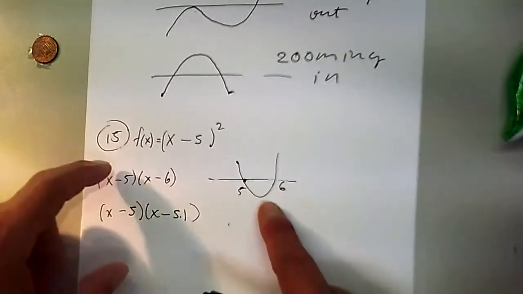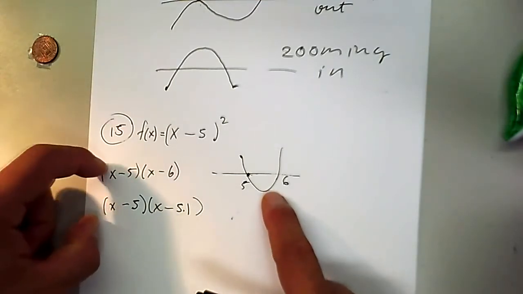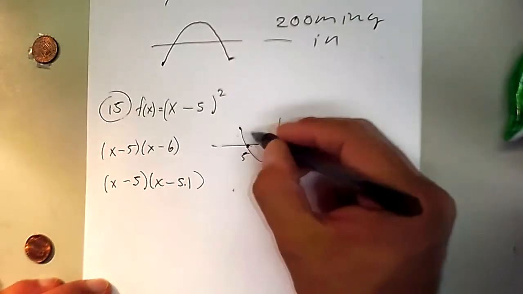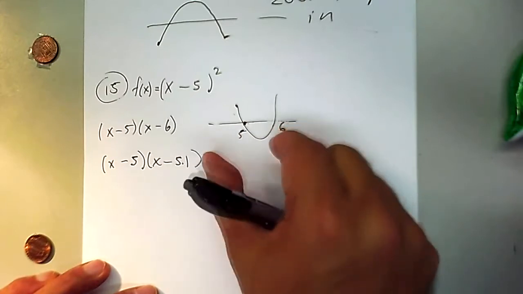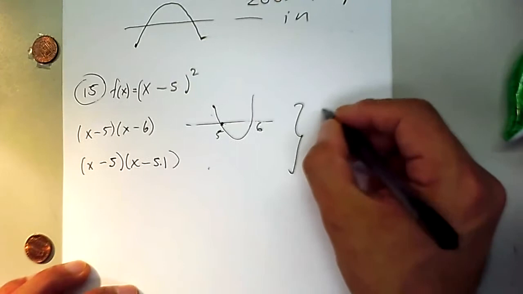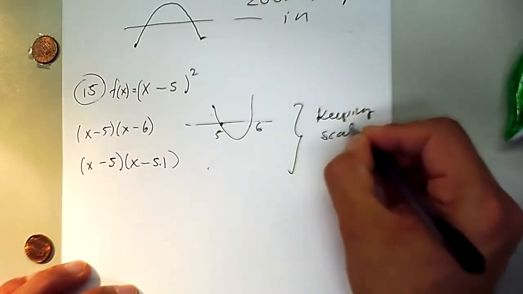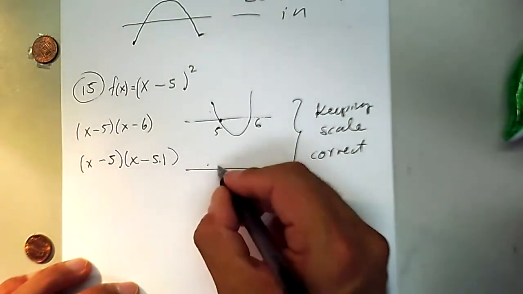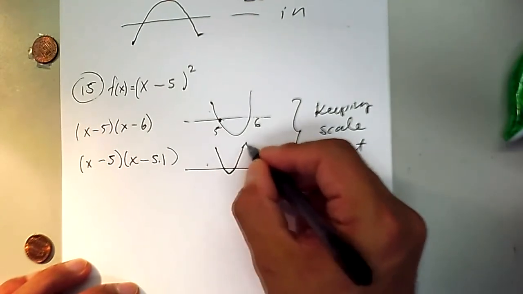But the reason why I'm contradicting myself for a moment is so that we can see what's going on with (x minus 5) quantity squared. So I'm aware there is a little contradiction. Okay, so if I was going to do this, attempting to keep the scale correct, then we would go through the 5, and then right away we have to turn.